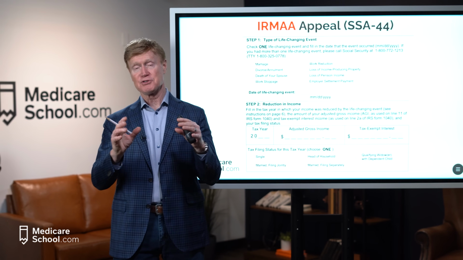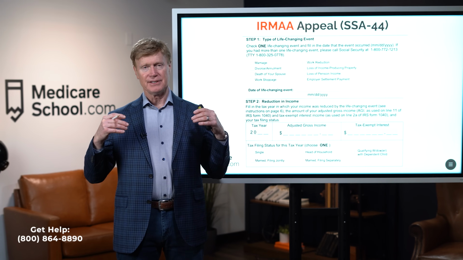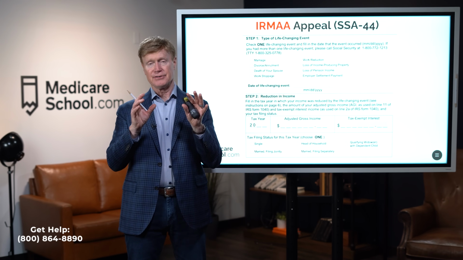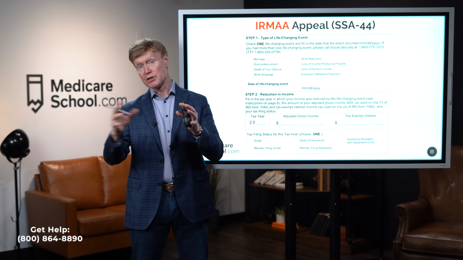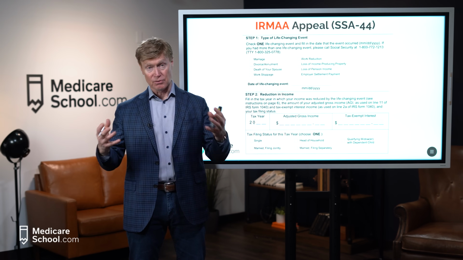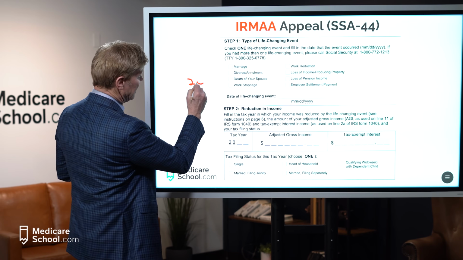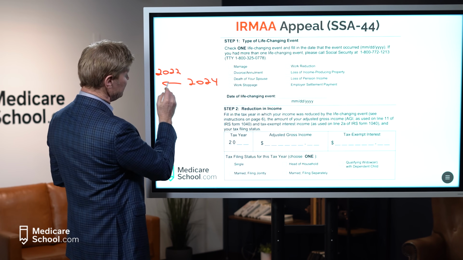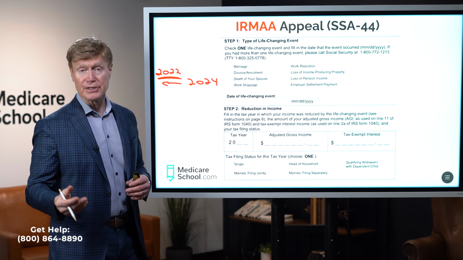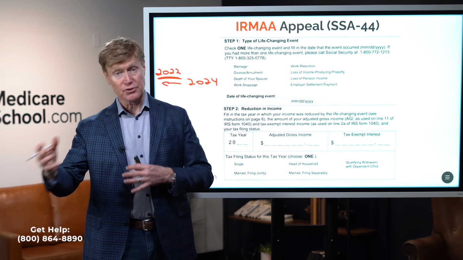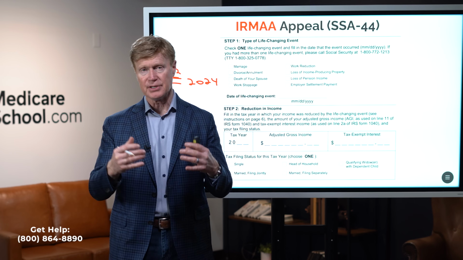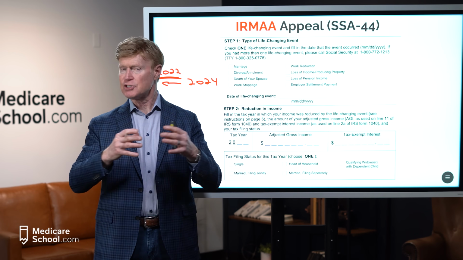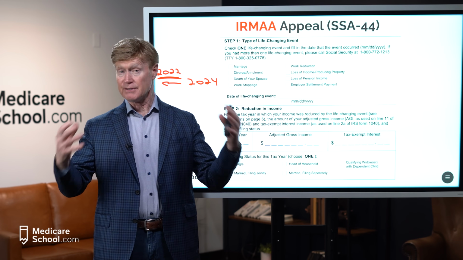However, there are times when people retire, or something happens in their life. We call these life-changing events, where their income's actually going to go down because of one of these 8 life-changing events. And so, as we talked about earlier, remember we said that if we're on Medicare in 2024, they're looking back at 2022. But what happens if you retired in 2023 or retired in 2024? Well, now we have the opportunity to do what we call appealing the IRMAAs. And again, this means that your income has changed because of a life-changing event.